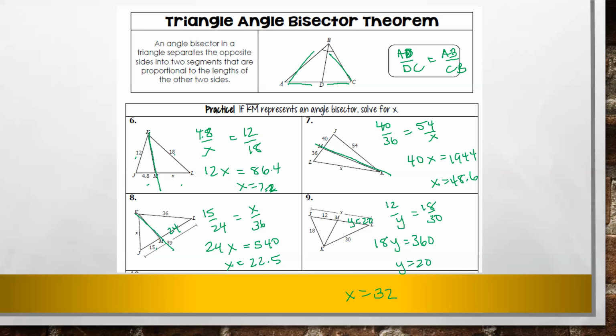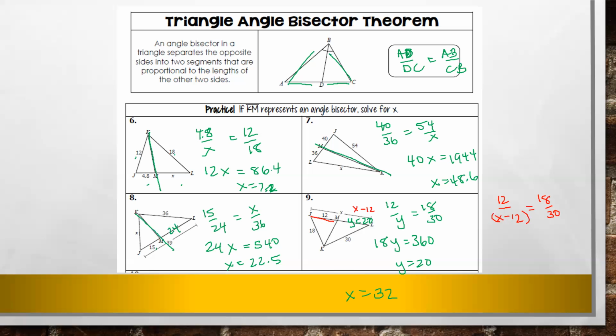If you're looking for the more algebra-like way, what I would do is say, okay, to find the length of LM, I would take the whole length and subtract 12. The whole length is x. So I could call length LM x minus 12. That's the whole thing minus this piece. And then I would say that 12 over x minus 12 equals 18 over 30. When you cross multiply and solve for x here, you'll get the same answer, 32.